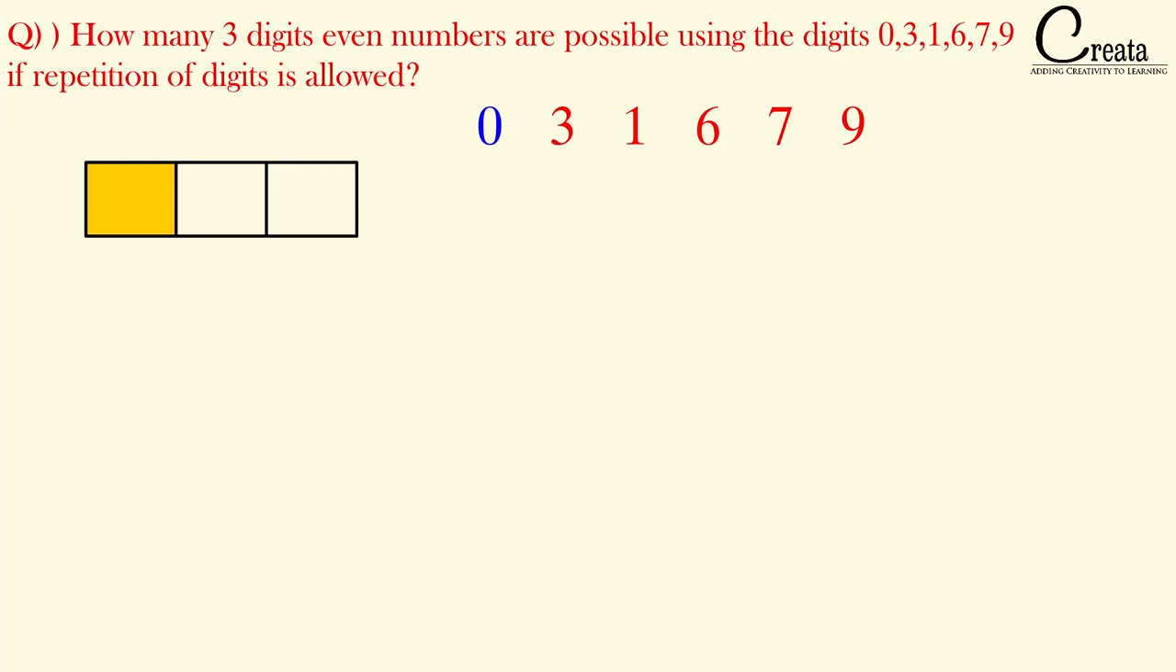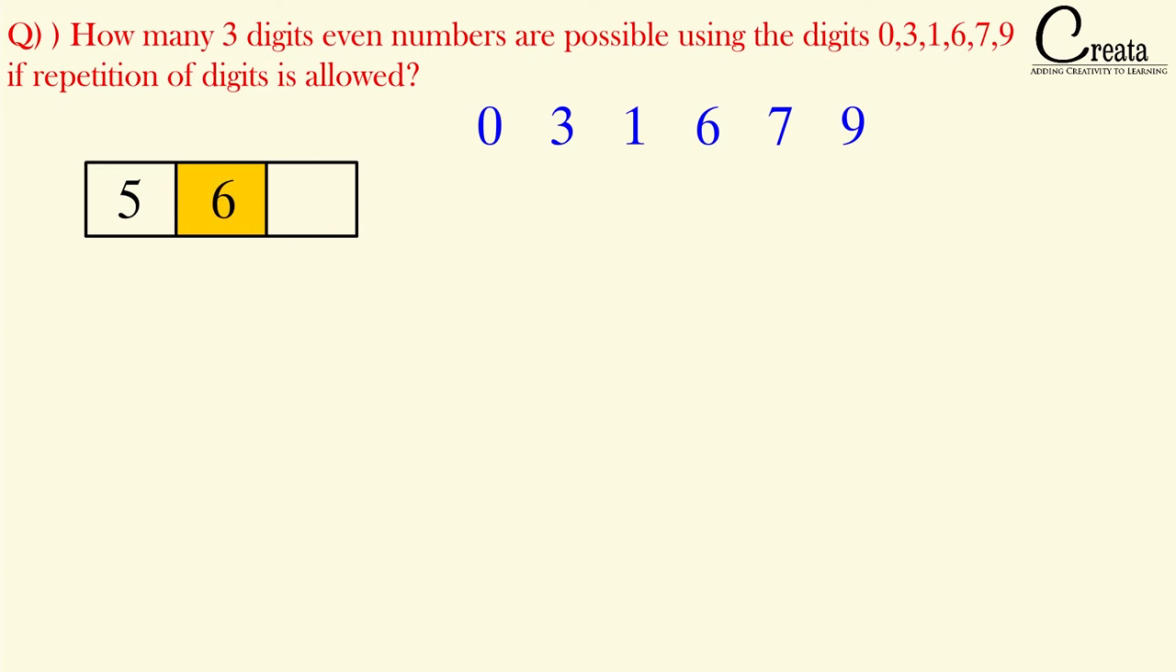But we can put the numbers 3, 1, 6, 7, 9 in the first slot. So we have a total of 5 choices. The first slot can have a total of 5 choices. Further, let's move to the second slot. The second slot can have all the numbers that are given in the question. So the second slot can fit in all the numbers, that is 6 numbers. The second slot has 6 choices.